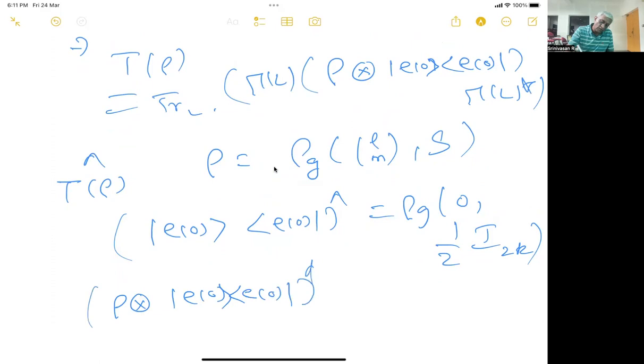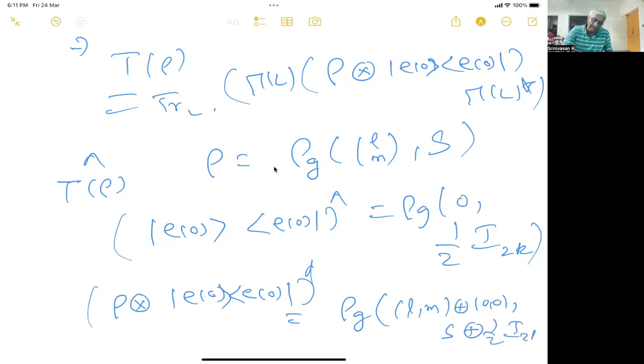This hat is going to be just the product, and product means within the exponential, you just add up. So which is just going to be rho G. You just add LM plus 0, 0. I mean, LM sitting in the big one. Okay, LM direct sum 0, 0, because you want to write it in the bigger one, right? And here it is going to be S direct sum of I_2K, right? This is how it will look like.